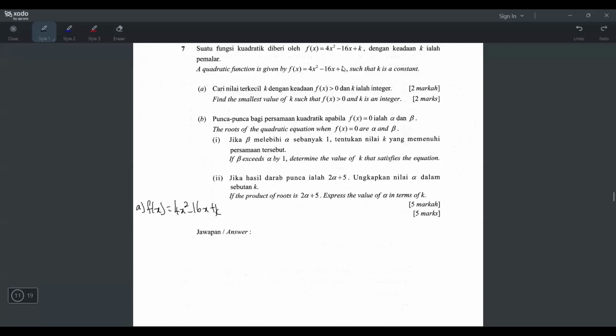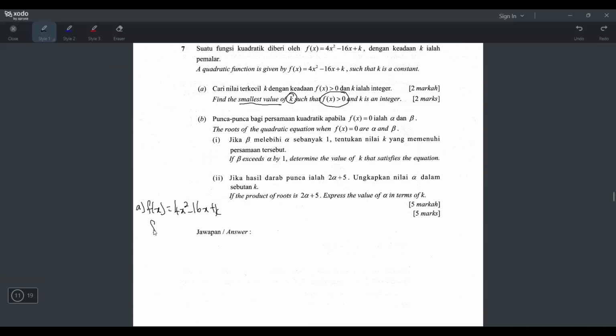So later they must give some other information to help me find the k, right? So let's see what it says here. A, find the smallest value of k such that f(x) is greater than 0 and k is an integer. What's the meaning of f(x) bigger than 0? It means f(x) is always positive. So I want to tell you something. If I take this whole thing bigger than 0, you will realize you cannot solve for x, or you cannot find k, right? Because they say f(x) bigger than 0, right?